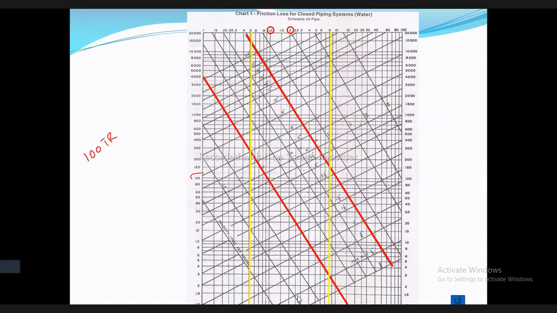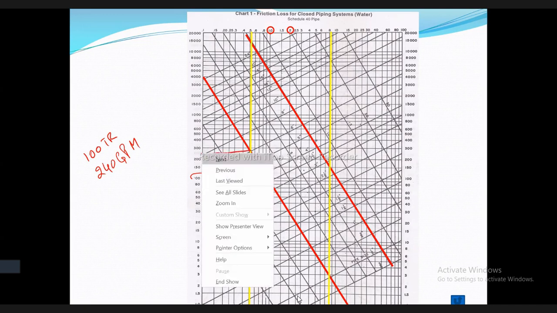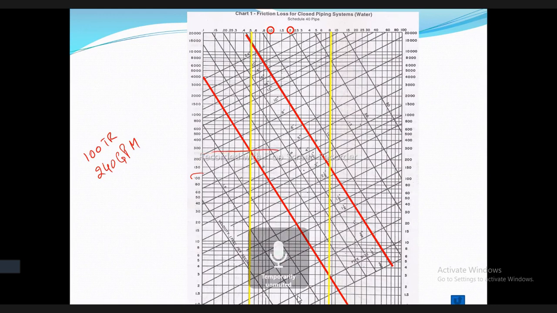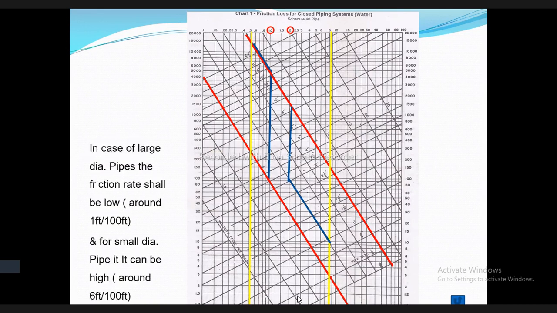Yes, sir. So now let's say we had 100 TR. For 100 TR we got 240 GPM at the rate of 2.4 GPM per TR. So for 240 GPM, it will be somewhere here. So what should be your pipe size? 5 inch. Clear? Yes, sir. So I further mark it. I would say try to be within this limit.